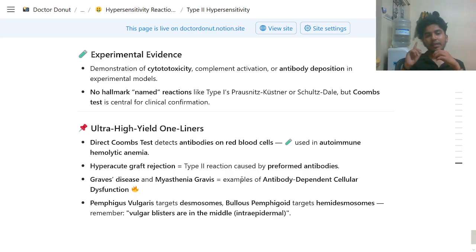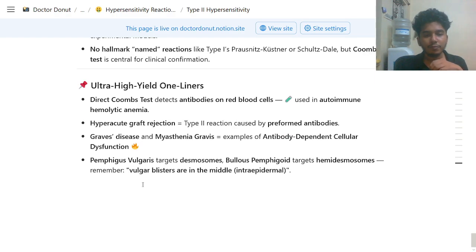So, high yield one-liners. Direct Coombs test, what it does directly, it sees if there are antibodies on red blood cells. The indirect one detects if there are any free-floating antibodies. The direct one is used in autoimmune hemolytic anemia. Hyperacute graft rejection is type 2 caused by preformed antibodies. Then Graves disease and myasthenia gravis are examples of antibody-dependent cellular dysfunction. The final one, pemphigus vulgaris targets desmosomes, and bullous pemphigoid targets hemidesmosomes. So you could remember it by vulgar blisters are in the middle.